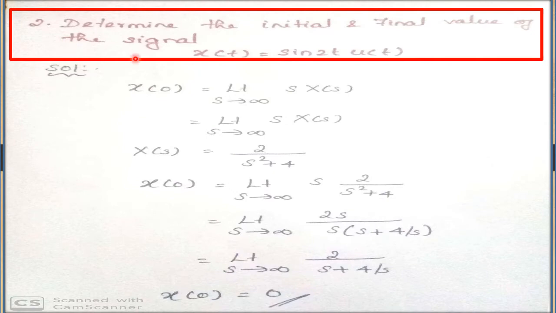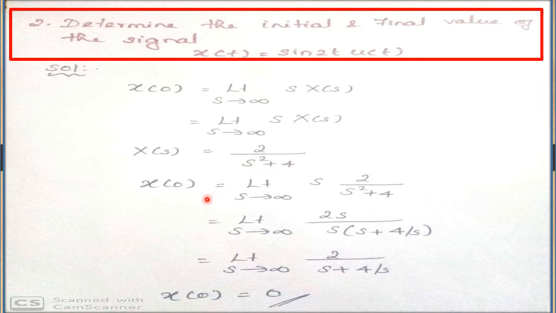Next problem. Determine the initial and final value of the signal x of t equal to sine 2t into u of t. Now we know the formula for initial value, x of 0 equal to limit s tends to infinity s into X of s. That is, we have to find the Laplace transform of x of t. So Laplace transform of x of t is X of s is equal to 2 divided by (s square plus 4). That means sine omega t Laplace transform is omega divided by (s square plus omega square). So in our problem we are having omega equal to 2. Therefore 2 divided by (s square plus 4).